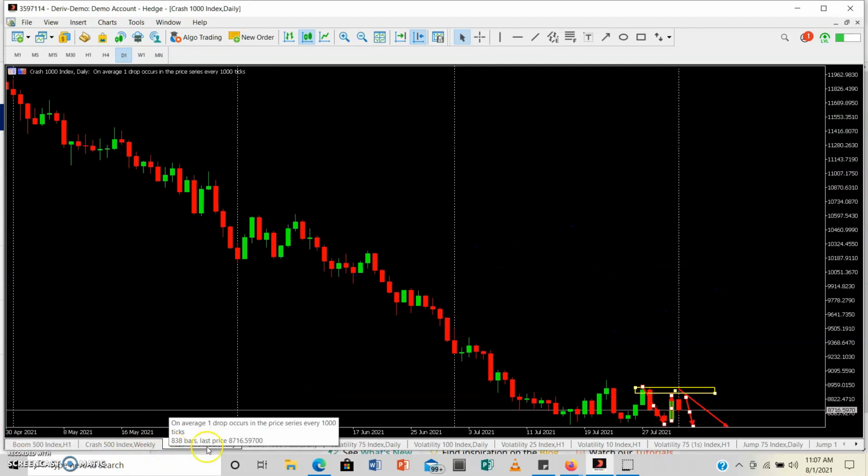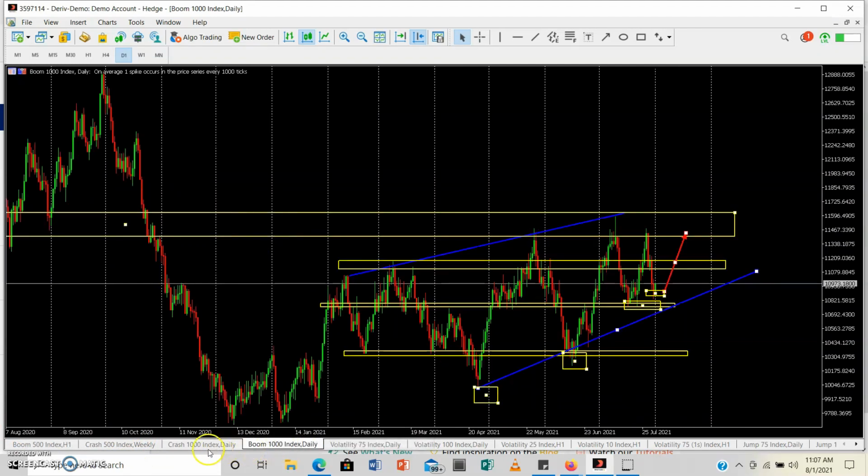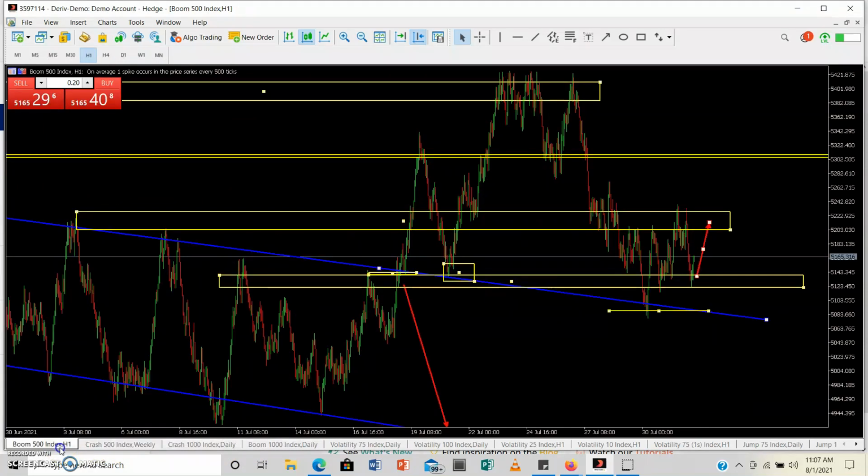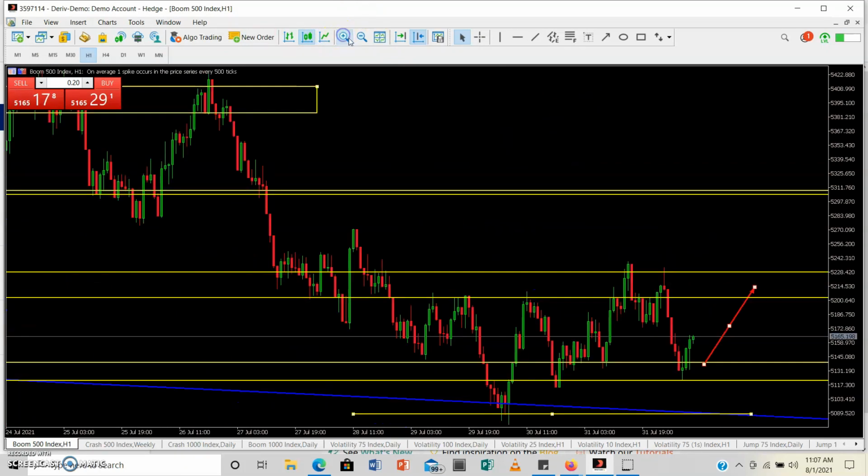A sell on Crash 1000, a buy on Boom 1000, a sell again on Crash 500, and then a buy on Boom 500. Currently it's actually buying. As you can see, we're having some bullish trades, so buy up to somewhere this level and get your money right.